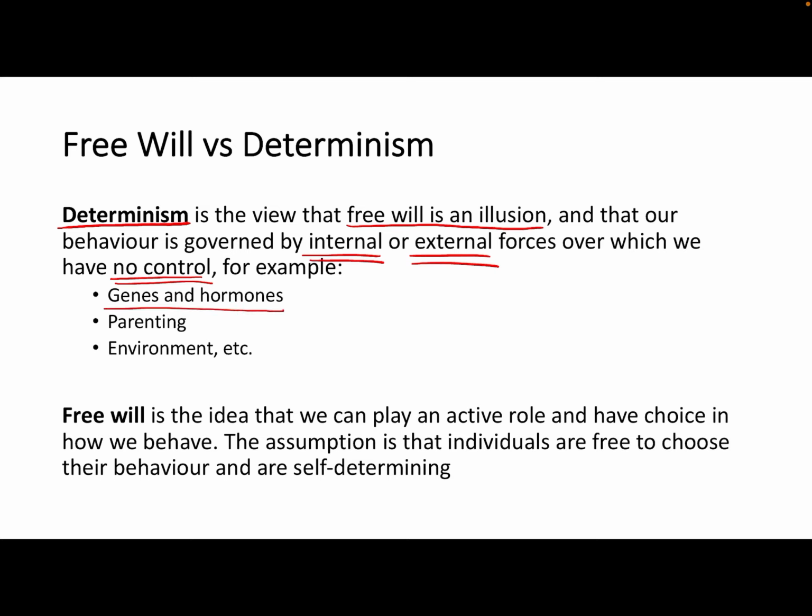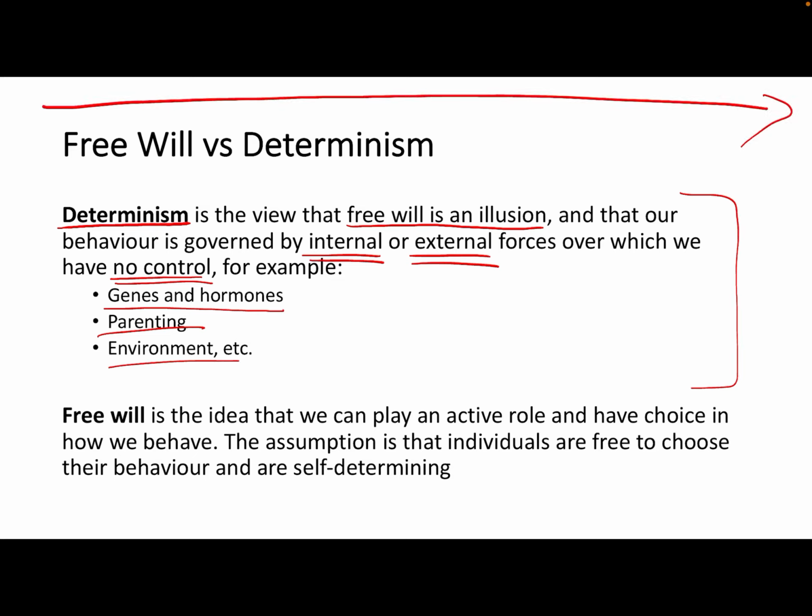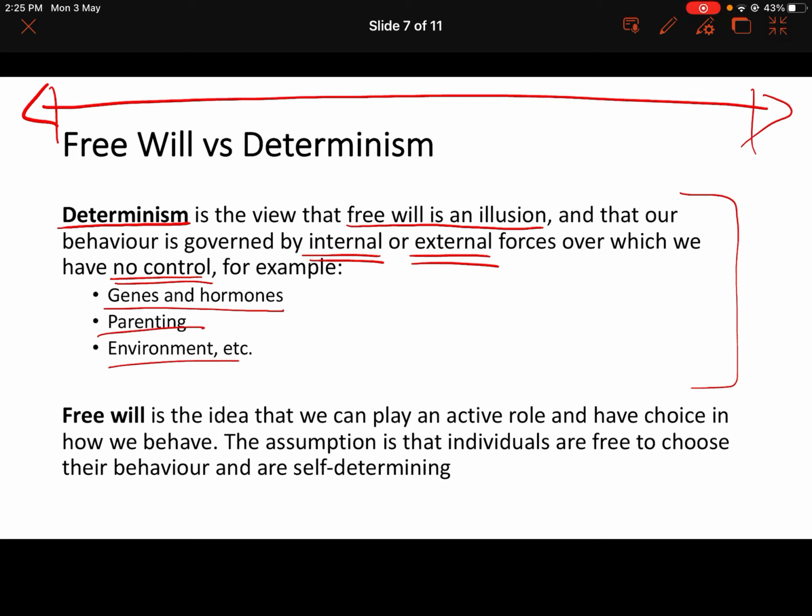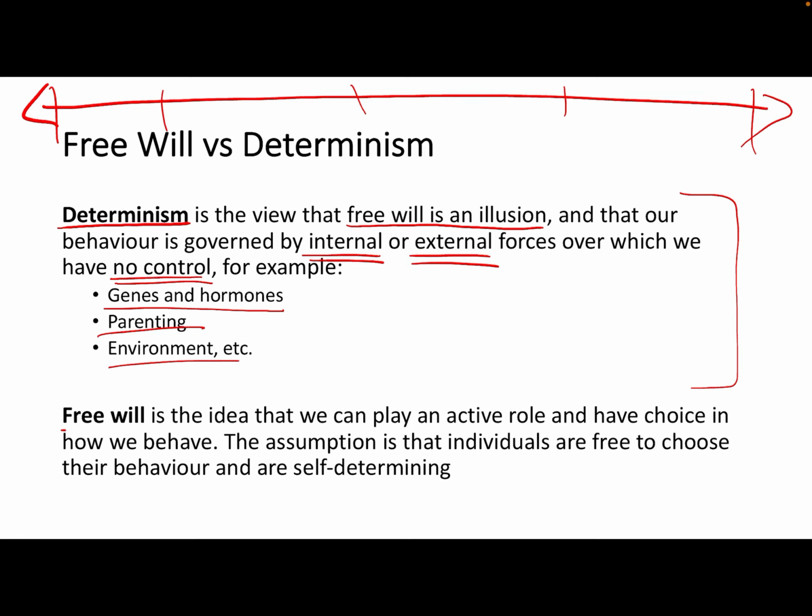For example, our genes and hormones dictate who we are, the parenting we receive, the environment, etc. So these are all deterministic stances. And again, each approach is going to differ on whether it is a hardline determinism approach or hardline free will, with many of them somewhere in between. When we look at free will, this is obviously the other end of the spectrum. This says that humans are self-determining, that we are free agents, we play an active role and have choice in how we behave. And although there might be influences on our behavior, we are ultimately free to decide.